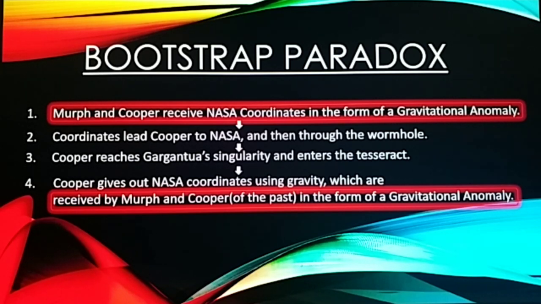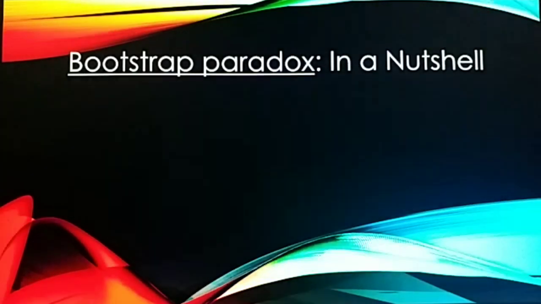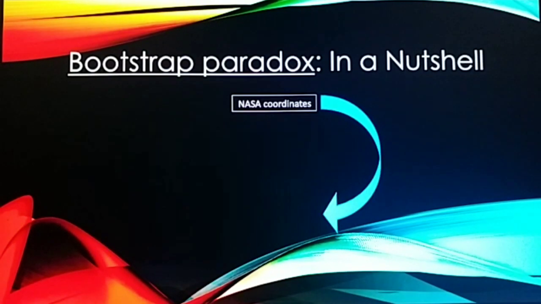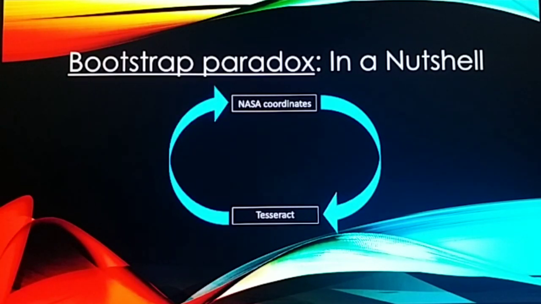So if the coordinates were given at the end of the movie, how did Cooper reach NASA and end up in the Tesseract in the first place? Now that is the bootstrap paradox. So in a nutshell, NASA's coordinates led Cooper to the Tesseract, but it was shown in the end that he needed to be inside the Tesseract to be able to give out those NASA's coordinates. So if he was giving out NASA's coordinates at the end of the movie from inside the Tesseract, how did Cooper reach the Tesseract in the first place? So that is something I'm going to explain throughout this video.